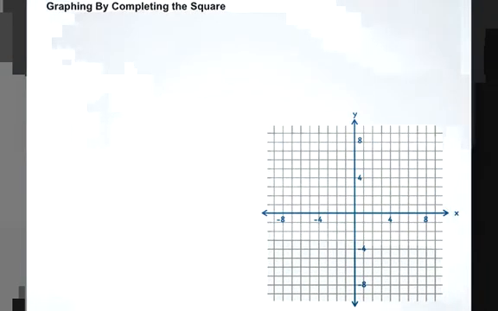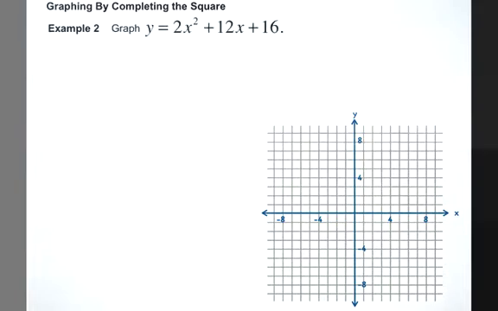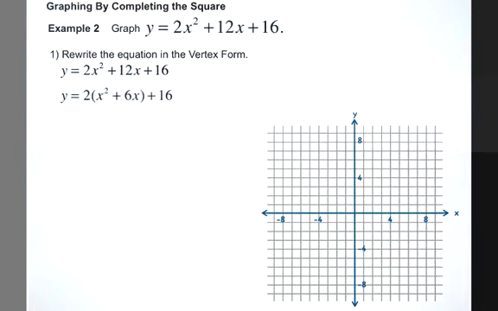Graphing by completing the square. We'll try another example. We'll graph y equals 2x squared plus 12x plus 16. Our first step is to rewrite the equation in vertex form. To do so, we'll first remove the common factor 2 from the first two terms: 2 times (x squared plus 6x).